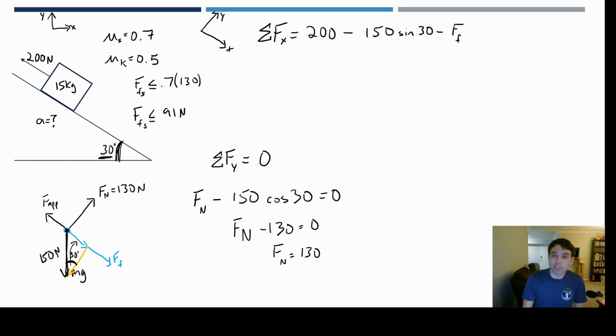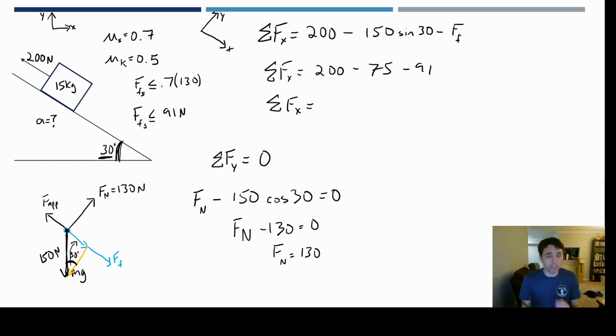Now the weight force here is going to be 150 sine 30. It's going to be 75. So 200 minus 75 minus 91. Are we pushing this object? Are we even going to get it to move at all? Is it going to accelerate at all, or is it too heavy and I can't push it? All right, well, 200 minus 75 minus 91 is 34 newtons. So we are good. We are going to accelerate this box up the ramp.